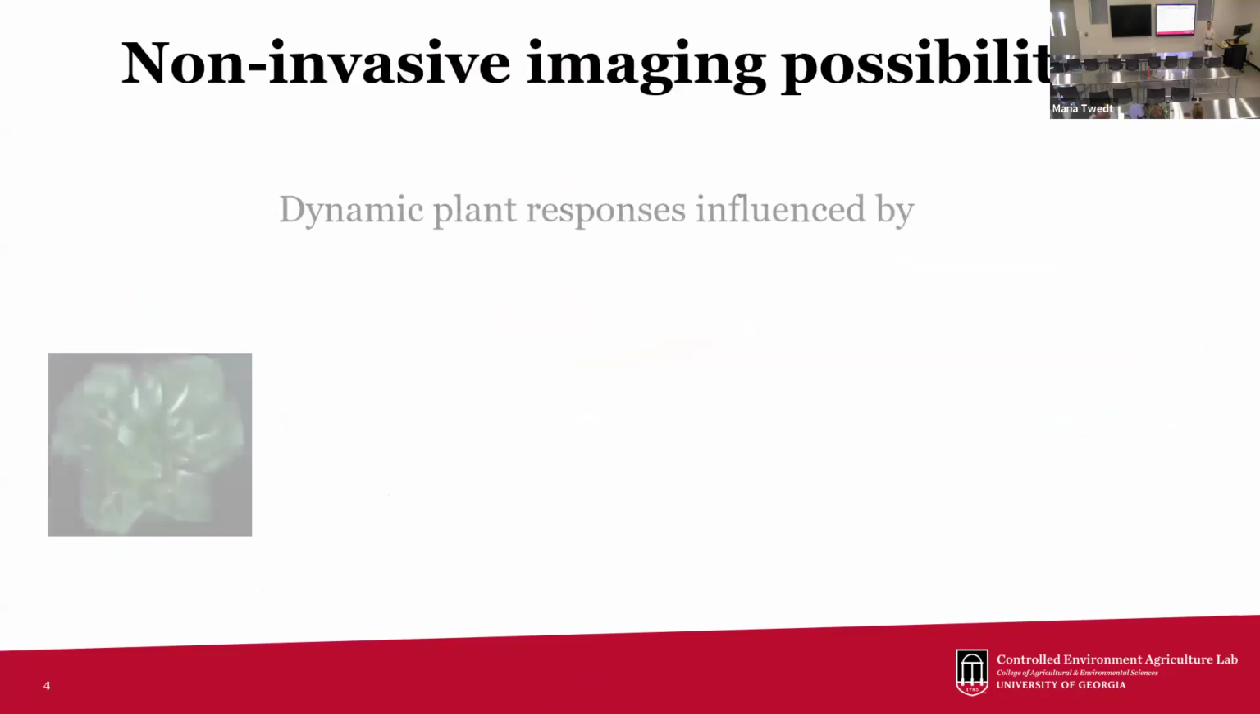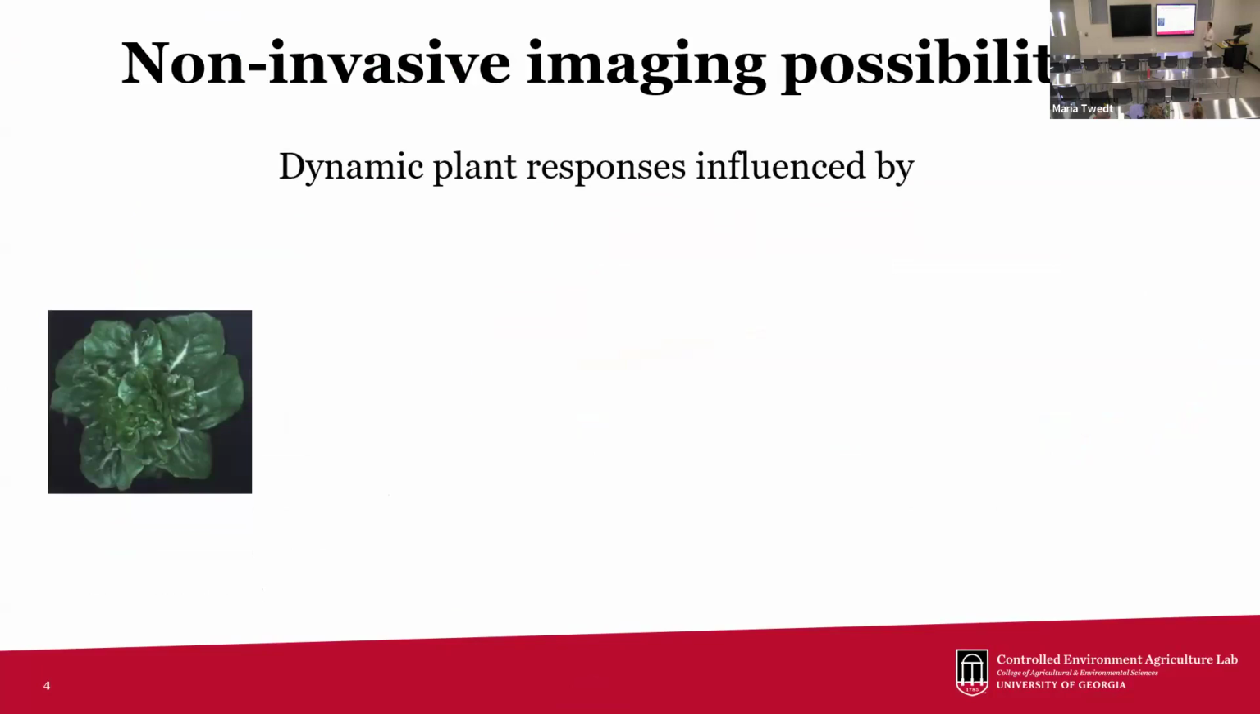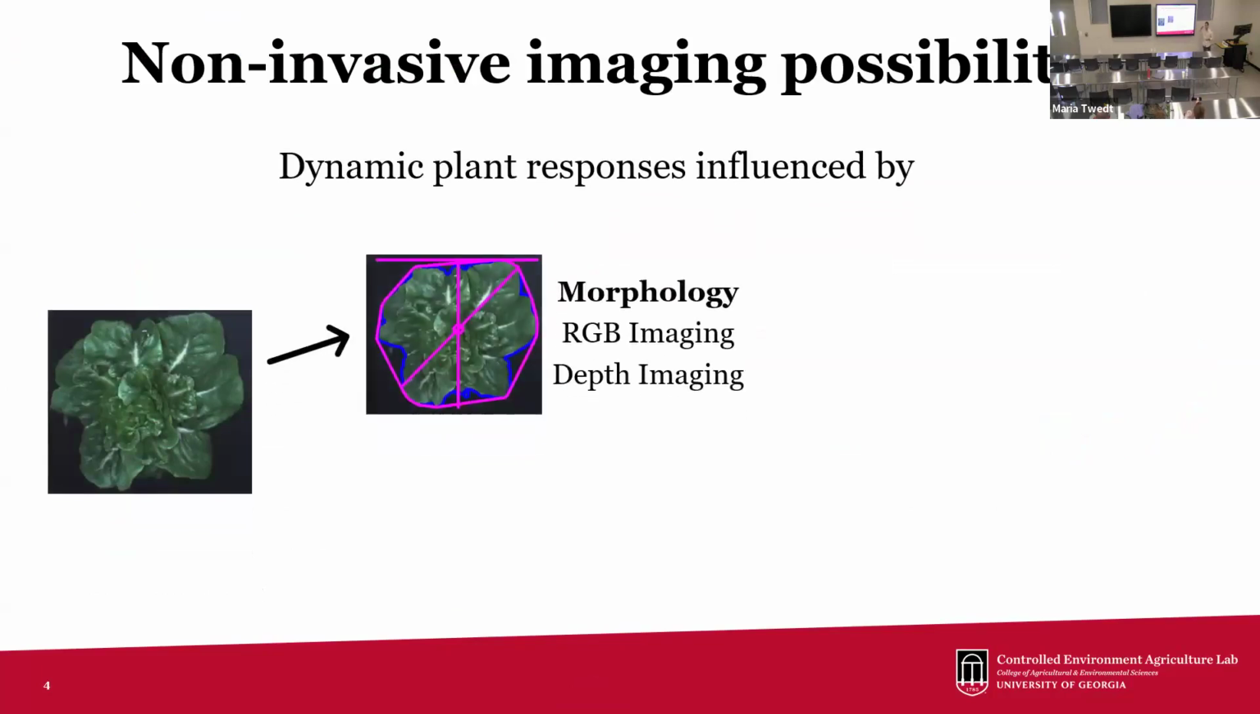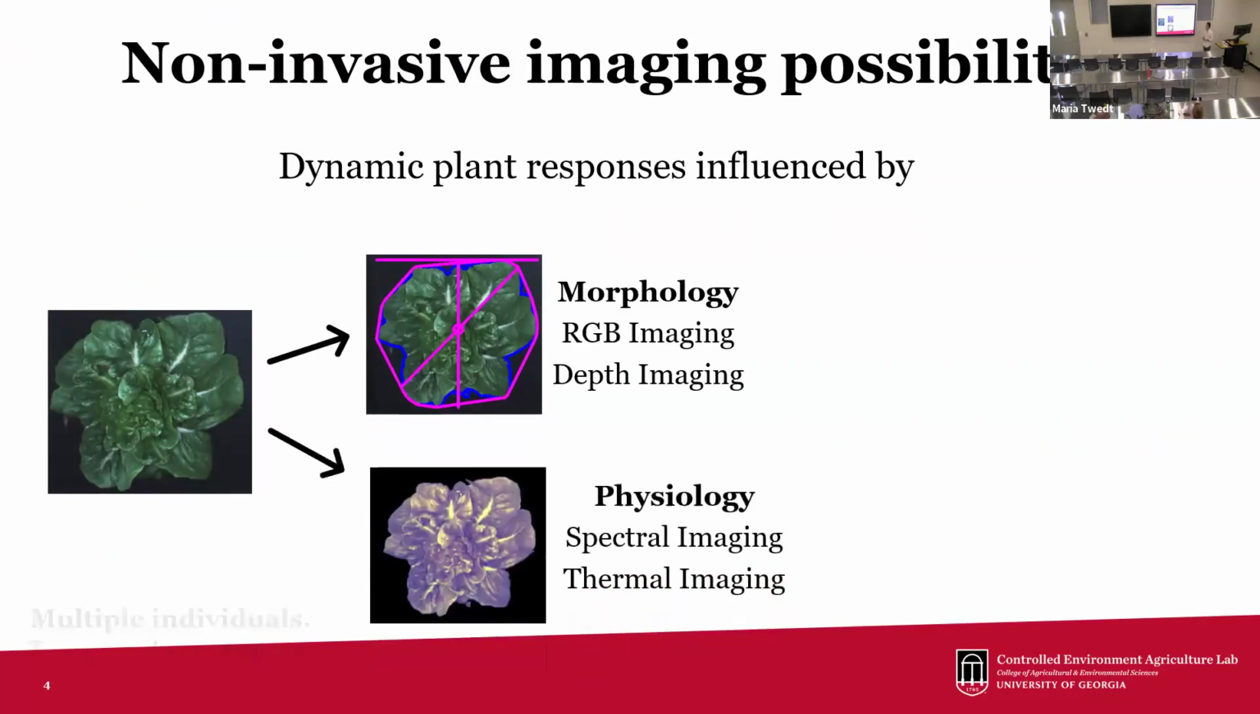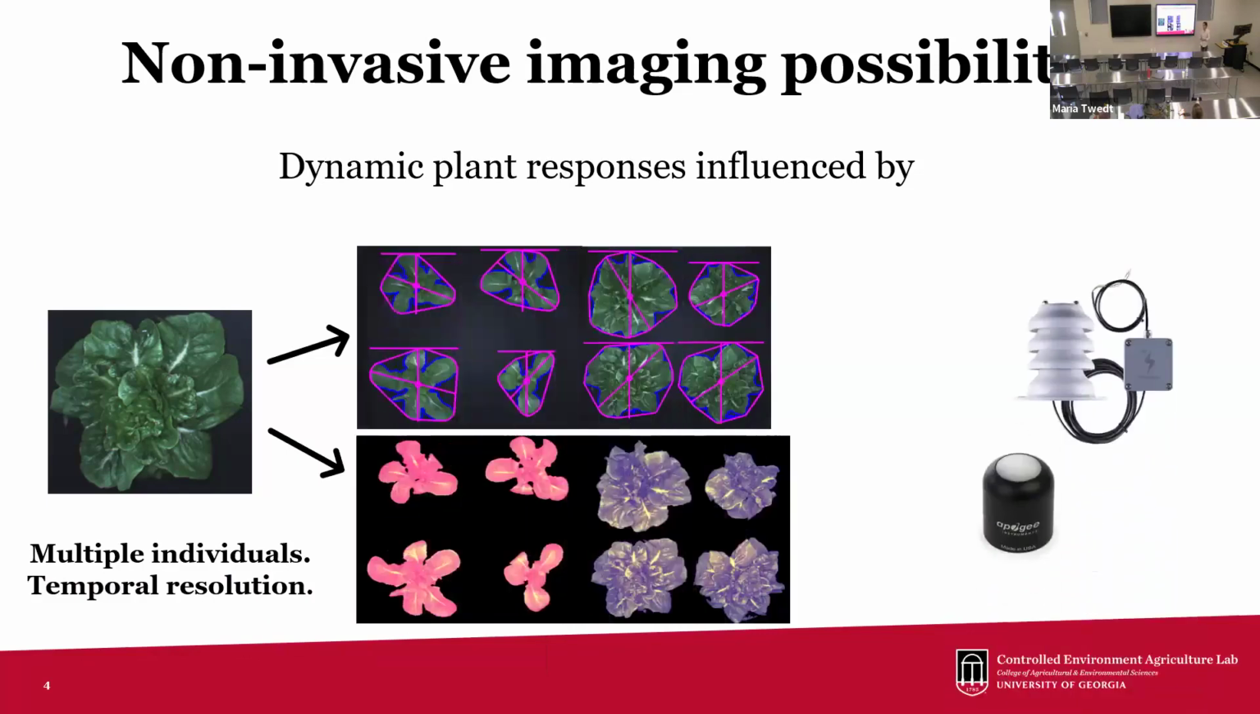Now, what are the possibilities with non-invasive imaging? We can describe dynamic plant responses by considering, indirectly, features from the plant morphology or from the plant physiology in reaction to different treatments. Additionally, we can add the analysis of multiple individuals at a high temporal resolution, in combination with the environmental sensors that we can include in our calculations.